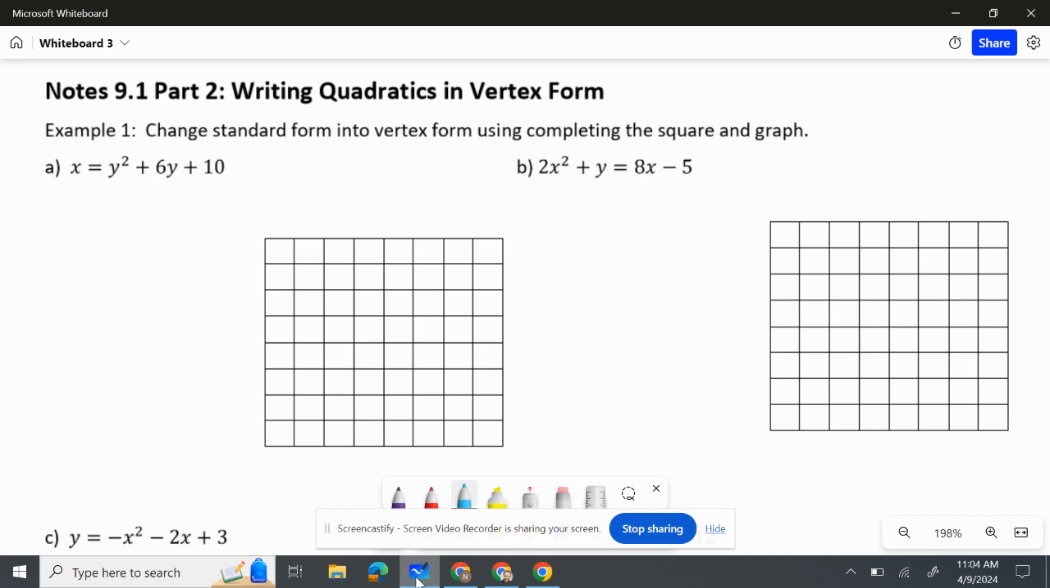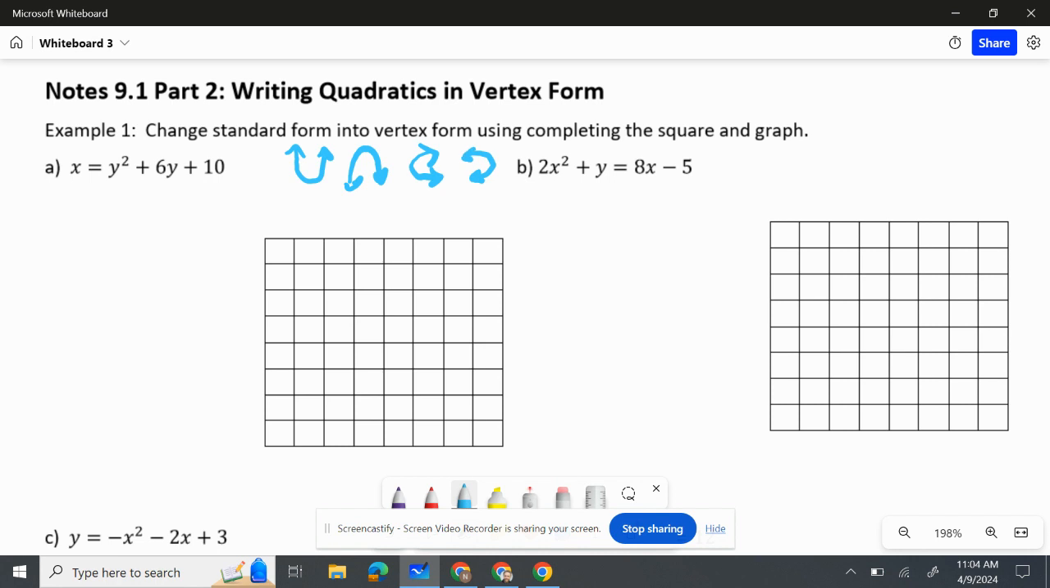What we're going to do is take what we did last time, where we're writing equations in standard form, from standard form to vertex form, and we're going to graph them. So we're going to be using completing the square, just like what we did last time. What's different about this is that normally we've done graphs where the quadratic goes up and it goes down. In this case, we're also going to be graphing quadratics that go right and they go left.